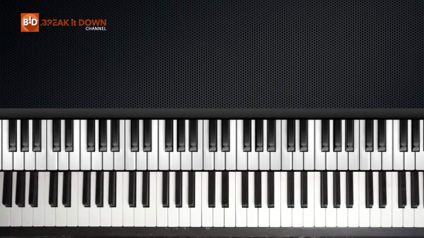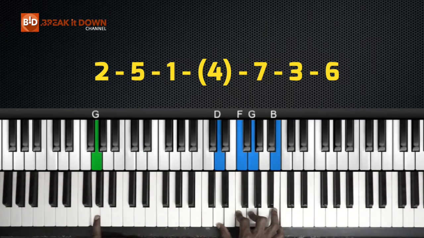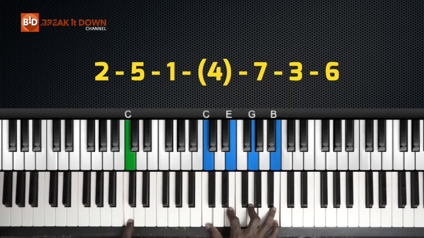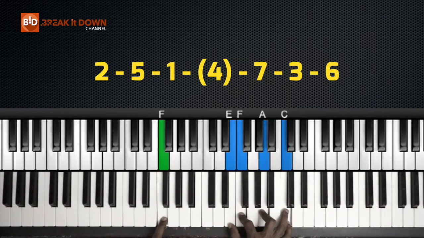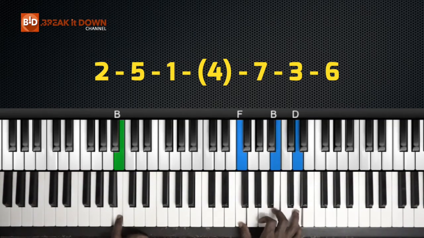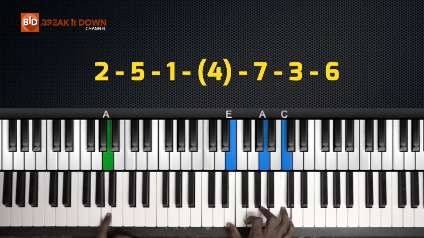So here I am playing the 2-5-1 in the key of C using the cycle of fifths, but I'm sticking to the notes in the scale of C. So the first chord I did was a 2, 5, 1, 4, 7, 3, 6.